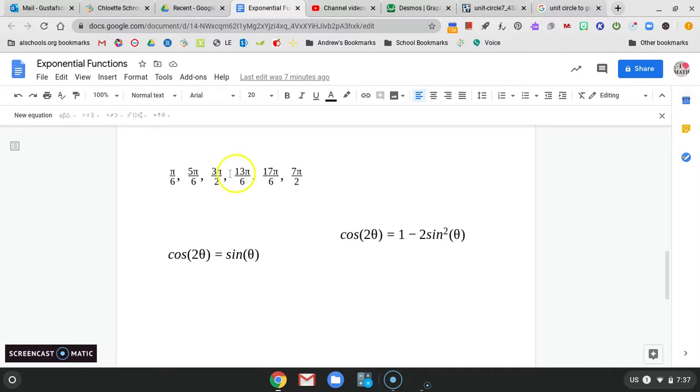There's our other one, 3 pi over 2. Now this denominator has changed, so I'm going to talk about it as over 2. So it'd be 4 pi over 2. That'd be 2 pi rotations. 3 pi over 2 plus 4 pi over 2 is 7 pi over 2.